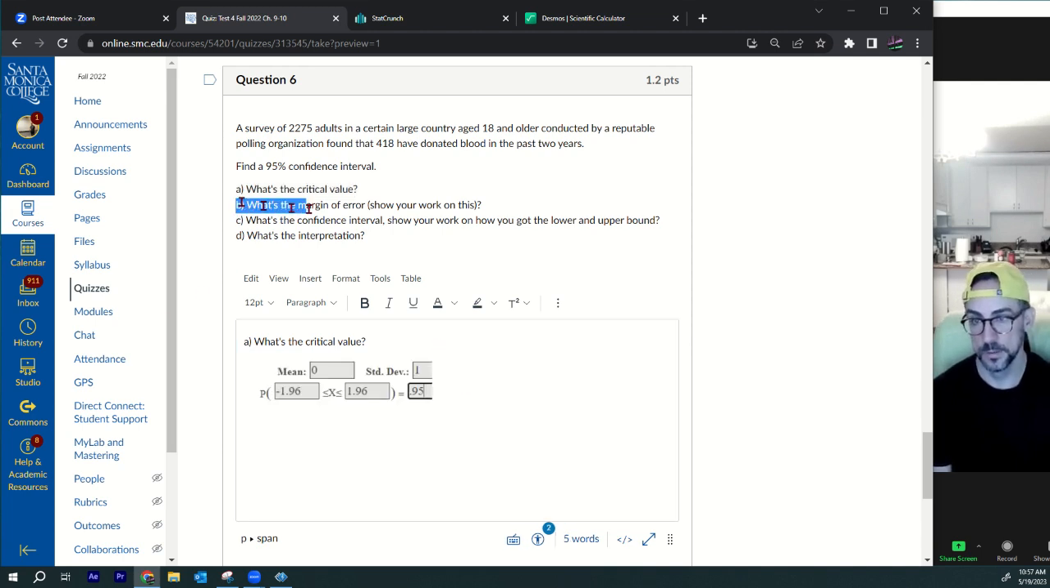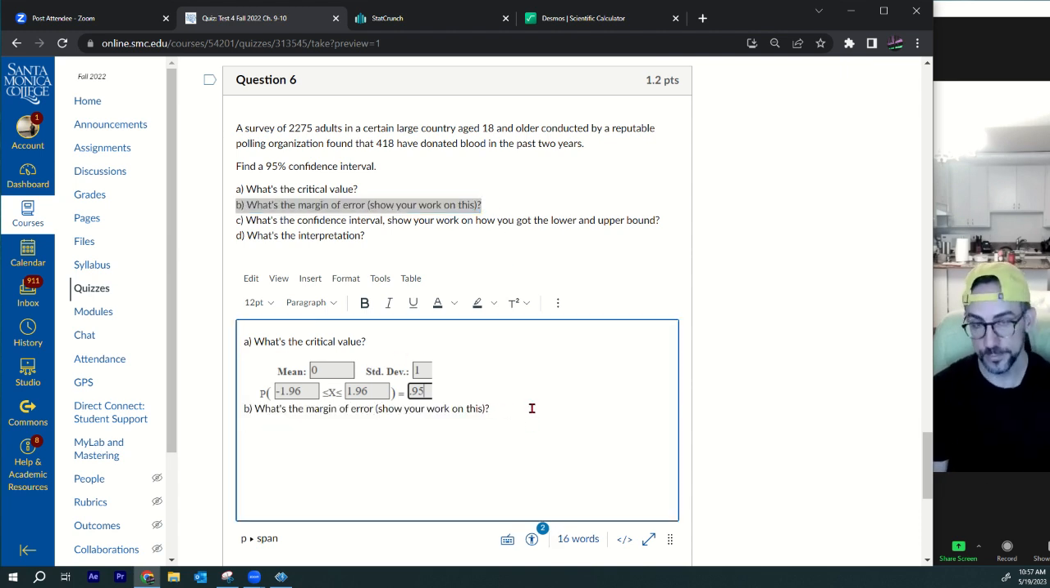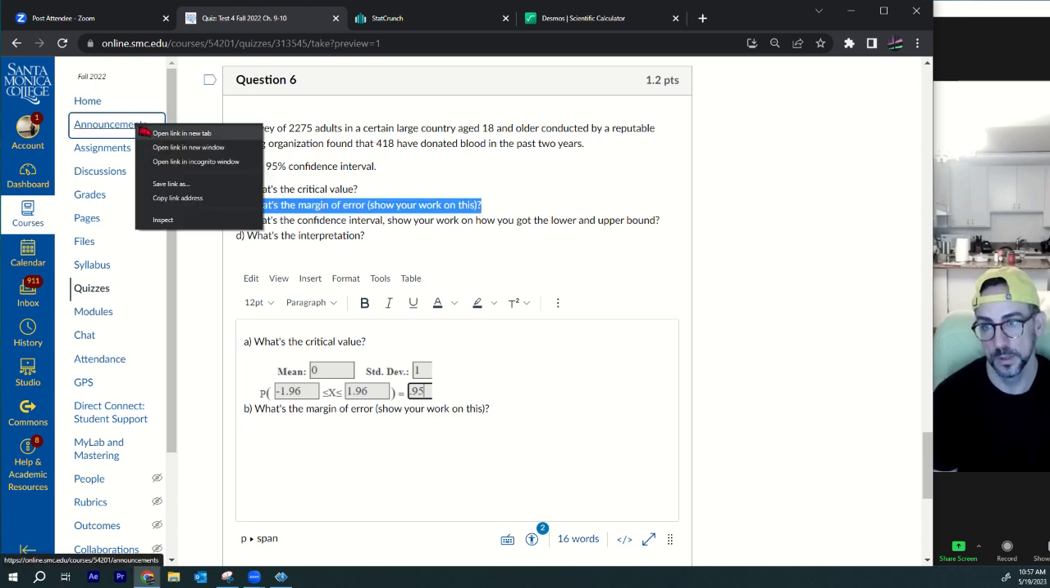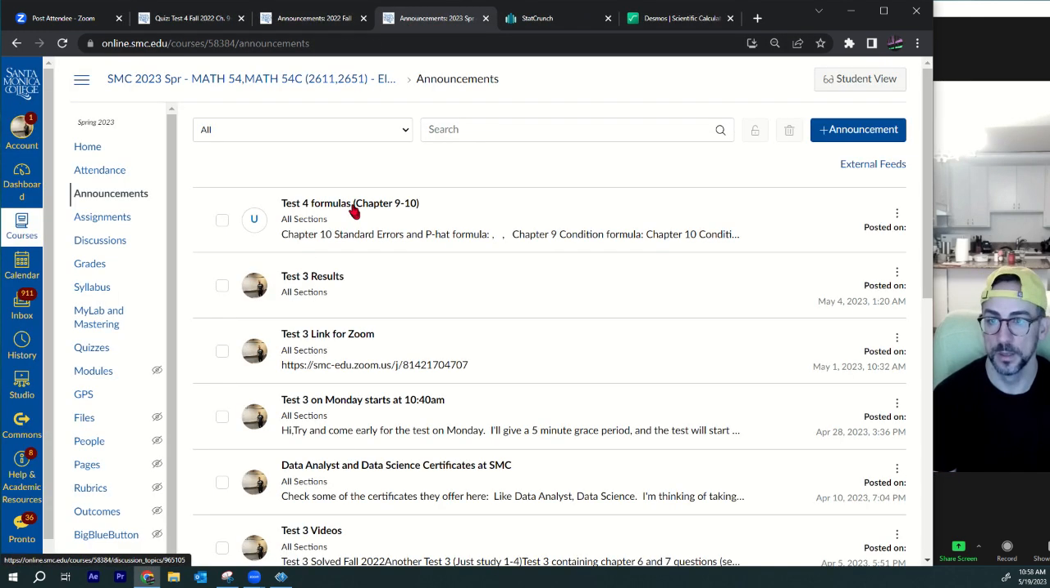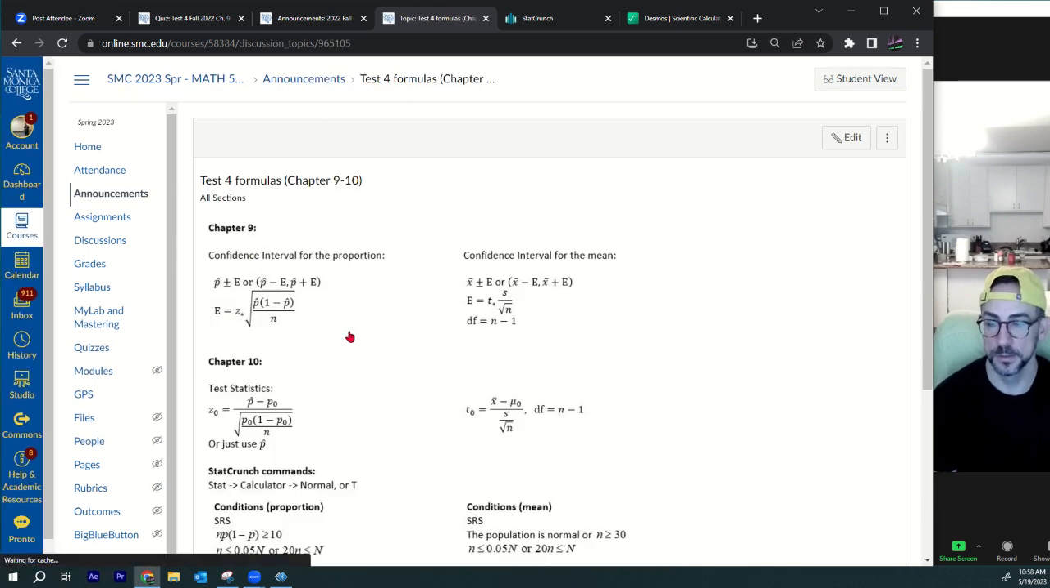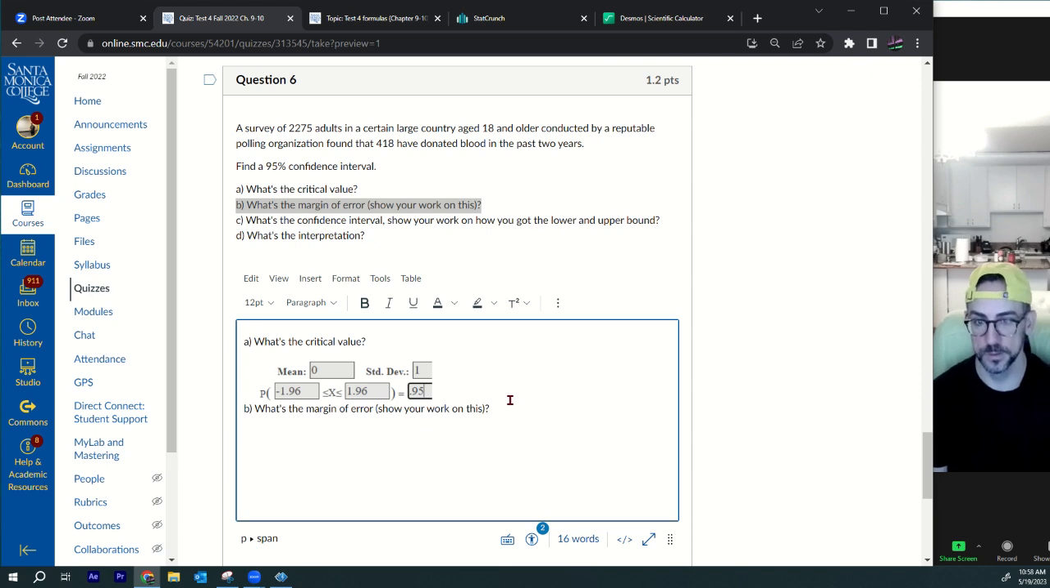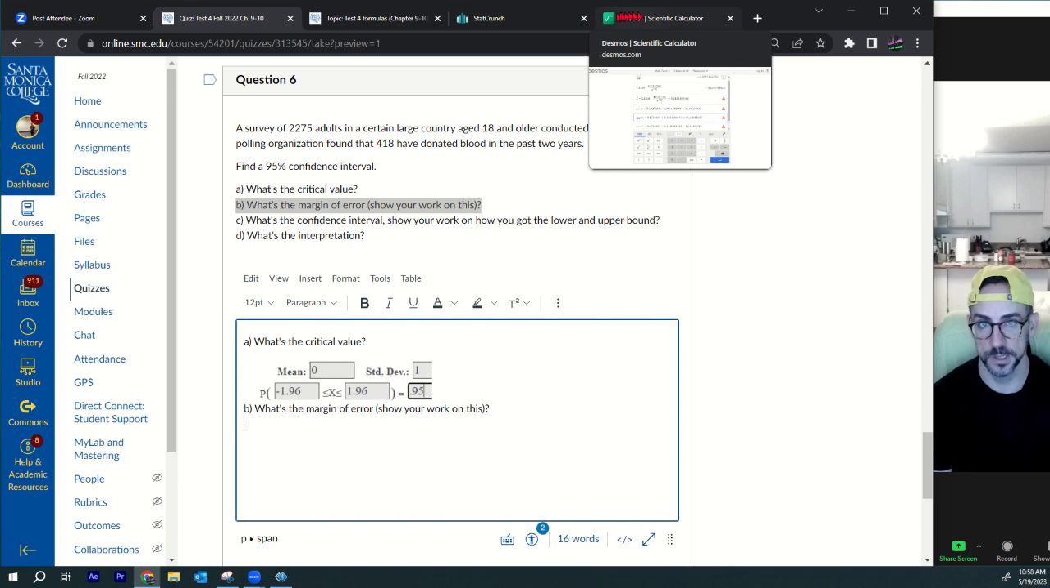What's B? What's the margin of error? Z star times the square root of all that stuff. We use P hat now because it's chapter 9. Check this out, the chapter 9 formulas. Notice how we have P hat inside under the radical, and Z star, that's E, the margin of error. Just wanted to remind you of the announcements where we have the formulas. So Z star, we have it, 1.96.